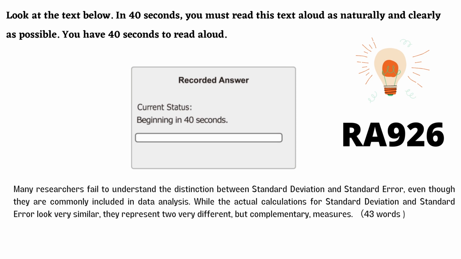Many researchers fail to understand the distinction between standard deviation and standard error, even though they are commonly included in data analysis. While the actual calculations for standard deviation and standard error look very similar, they represent two very different, but complementary, measures.